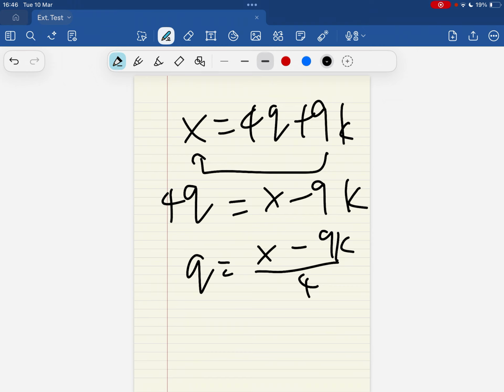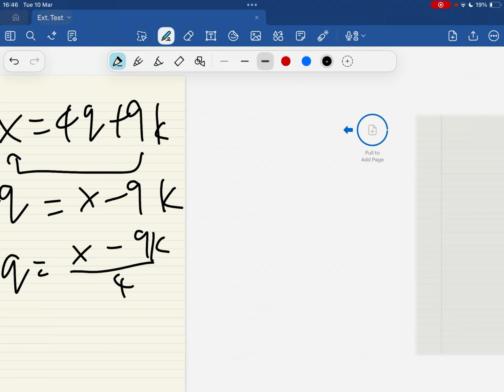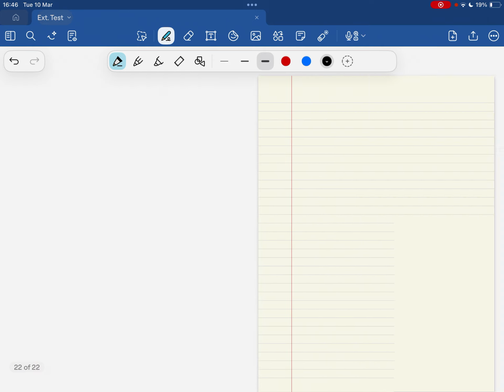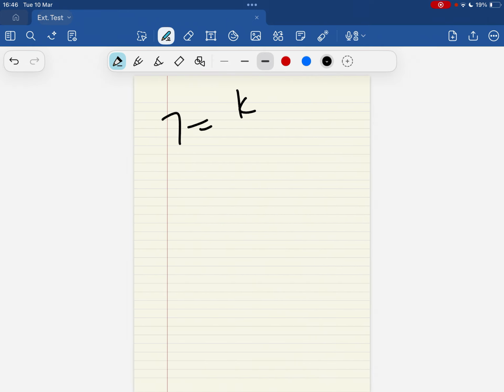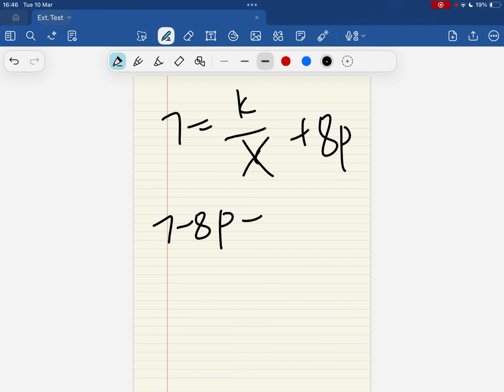So let's say another one. 7 equals k over x plus 8p or something like that. And then it wants you to find x, for example. You want to first get rid of everything else, so you can move this over. You have 7 minus 8p is equal to k over x. And then you can flip both sides. Remember, this is called taking the reciprocal.